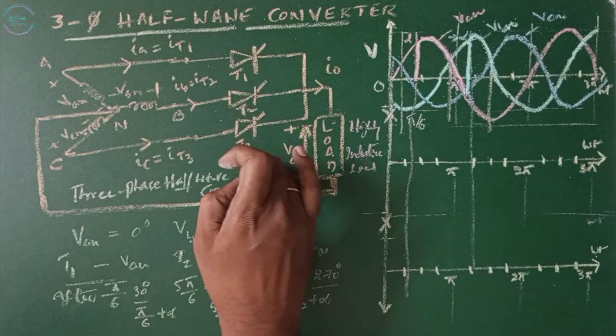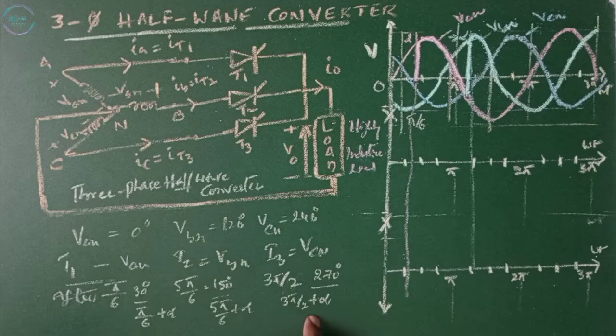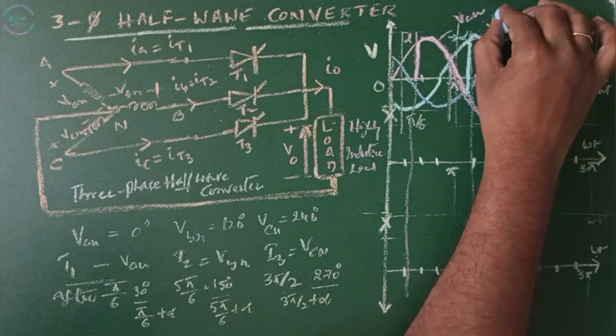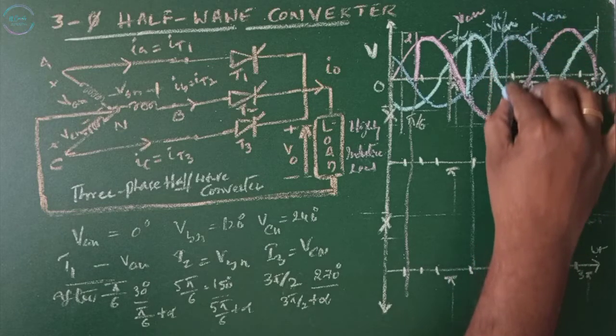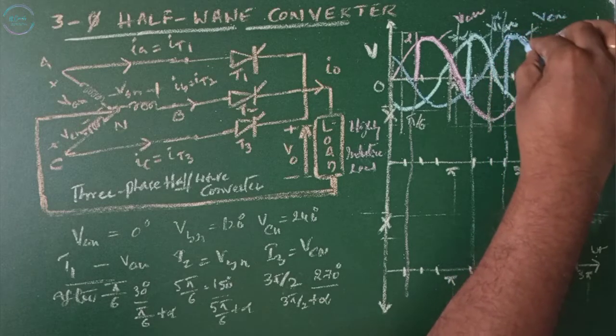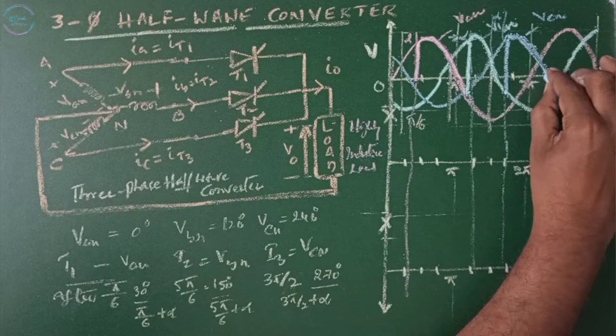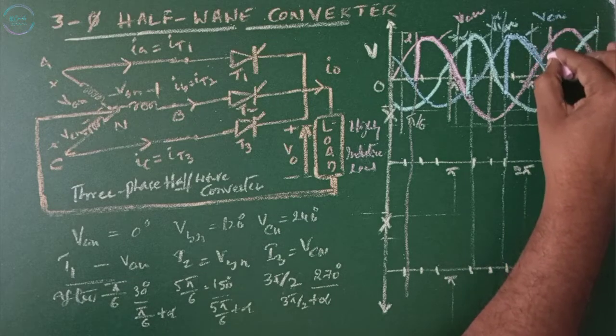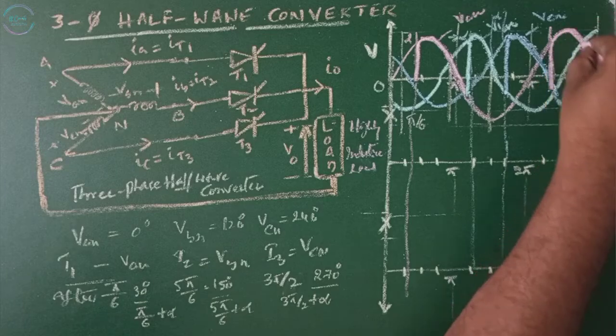Now T3 is turned on after 3 pi by 2 plus alpha. This is a positive value. Then this is my alpha, so it is turned on here. This is the output. This negative peak comes due to the inductive load. Then again T1 is turned on here. So this is my output.